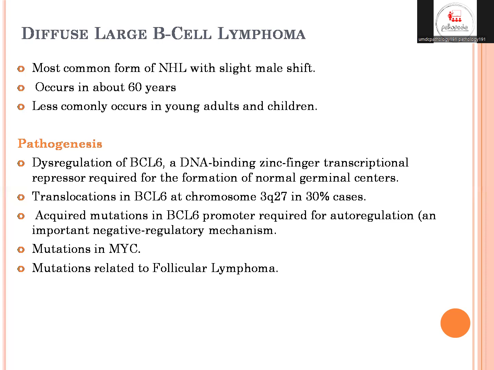In pathogenesis, there is dysregulation of BCL6, a DNA binding zinc finger transcriptional repressor required for the formation of normal germinal centers, in which translocations involving BCL6 and chromosome 3 occur in 30% of cases. Acquired mutations in the BCL6 promoter, required for autoregulation, which is an important negative regulatory mechanism. Mutations in the MYC gene and a mutation related to follicular lymphoma.